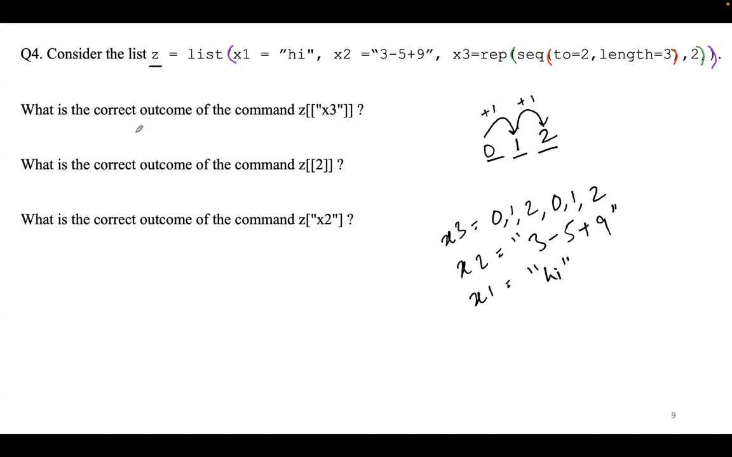So first of all, tell me, is this the way you write? You refer to the name. So x3 here is the name of the third element. So do you think you can refer to the third element using this thing?